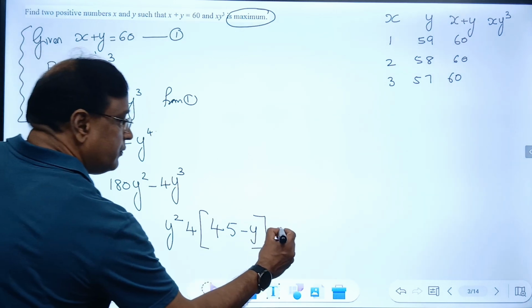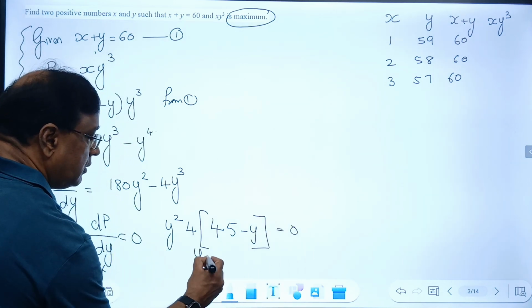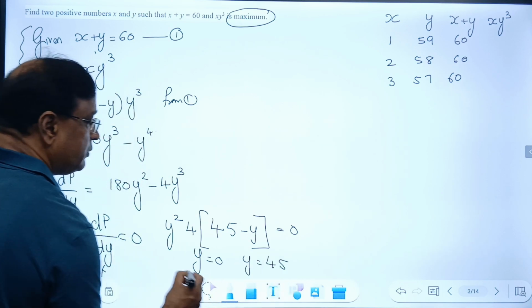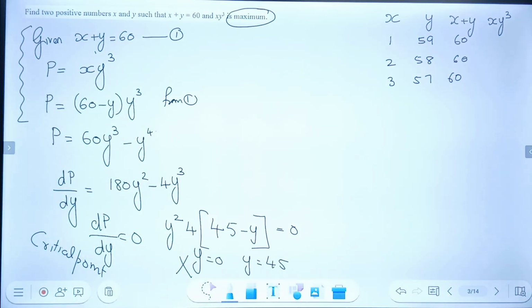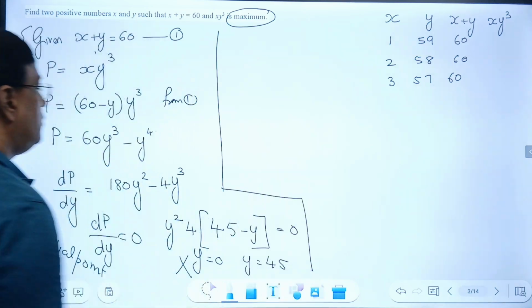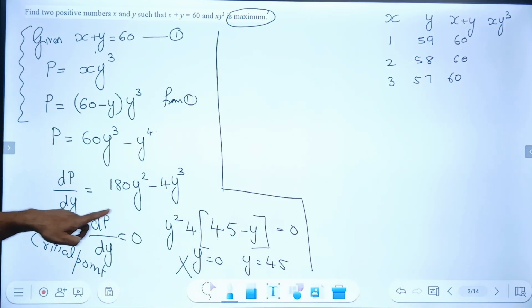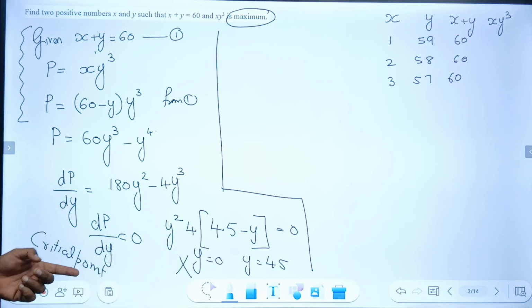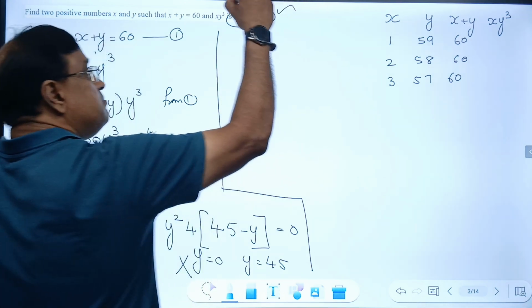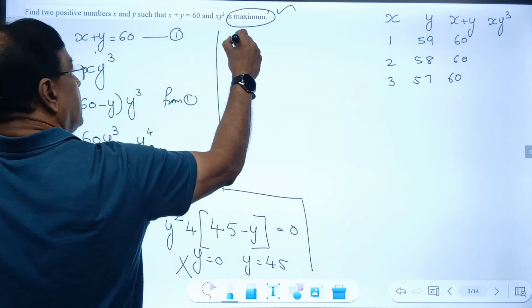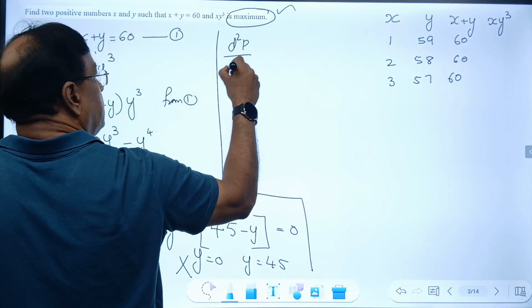Now equate it to 0. I'll get y equal to 0 and y equal to 45. Since it's a positive number, I ignore y equal to 0. Okay, that finishes the first derivative. So I differentiated and I found the critical point, nothing else. I just found the critical point. But I want to show whether it is maximum or not. So for that, I have to go for the second derivative, d square p by dy square.